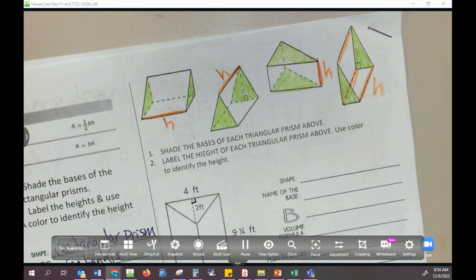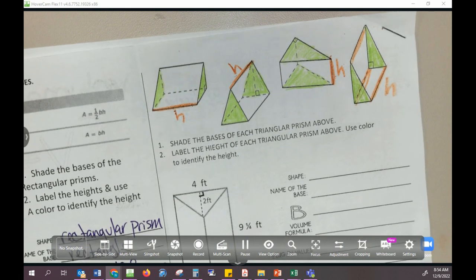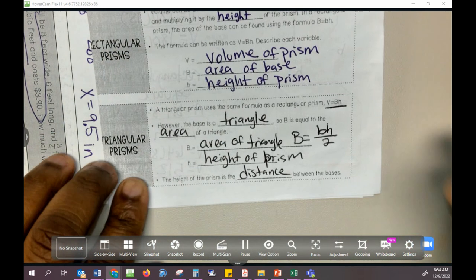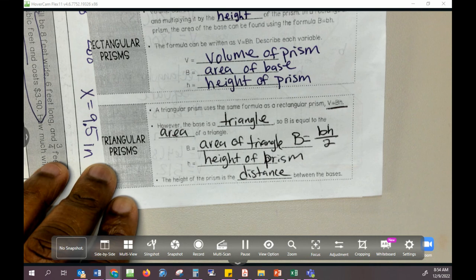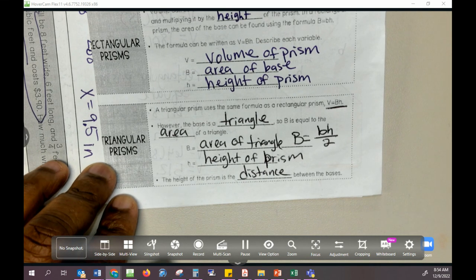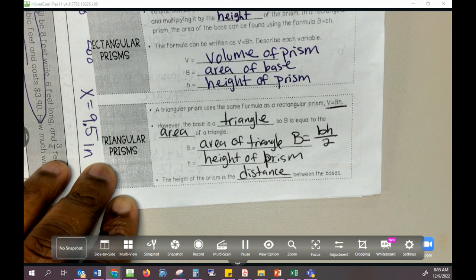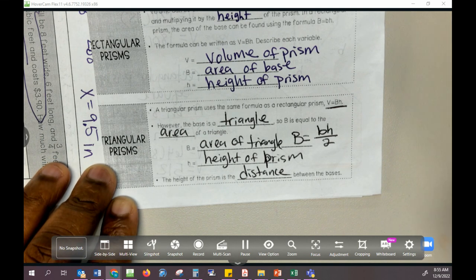Yes, Rania. Yeah. So just a second. If you haven't finished your shading and identifying your base and your height on your prisms, please do so while she's finishing her notes. You have it? Awesome.